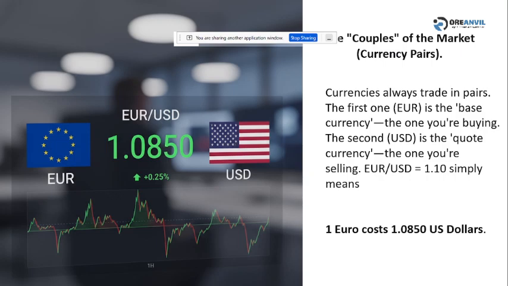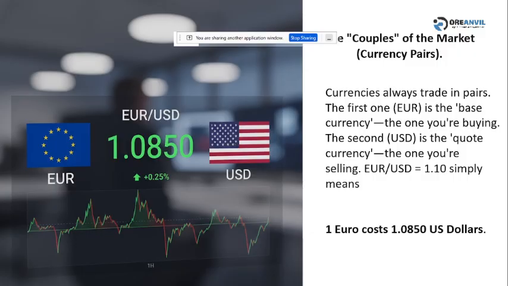So we said foreign exchange involves two currencies. For instance, we have euro and we have US dollar. Look at this quote, 1.0850. This is an exchange rate you see in any bank or any time you want to exchange any form of currency. This is a currency pair. Think of it like a price tag. It means 1 euro costs 1.0850 US dollars.